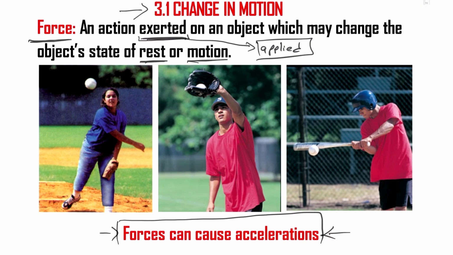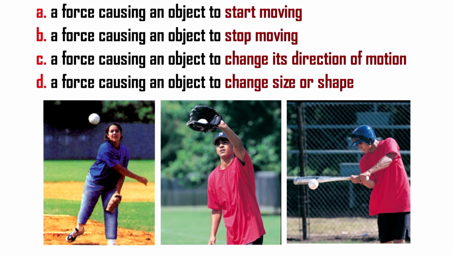Here there are three pictures, first, second, and third. These pictures are from your book. And as you see, at first the girl throws the ball, and at the second, the guy holds the ball, we can say. And at the third picture, the guy hits the ball with the bat. And let's go to the next page.